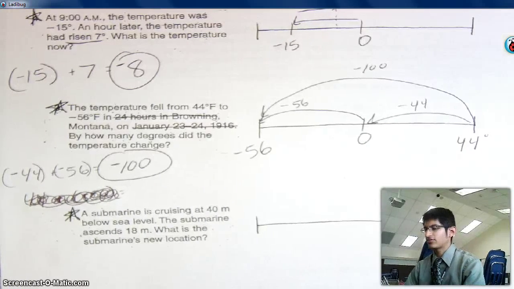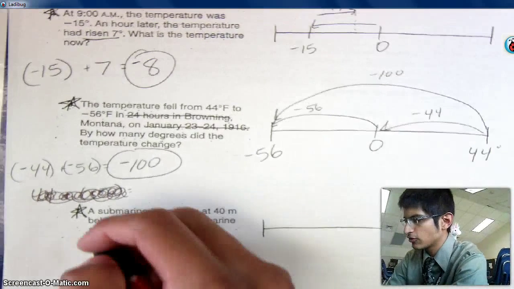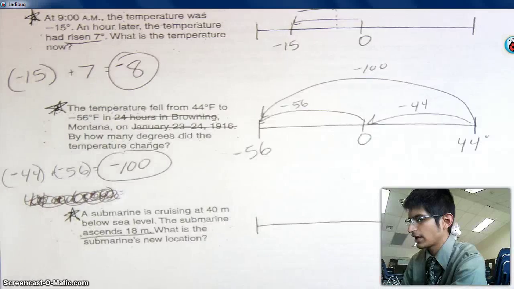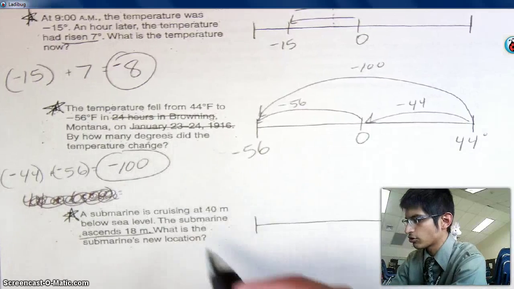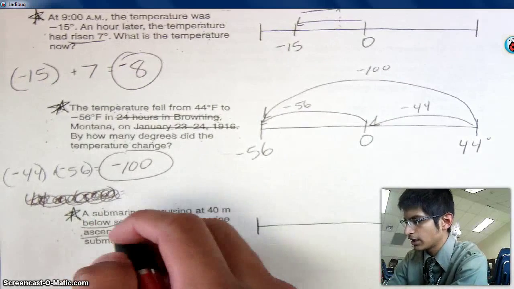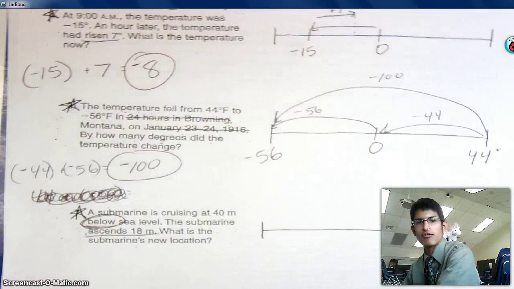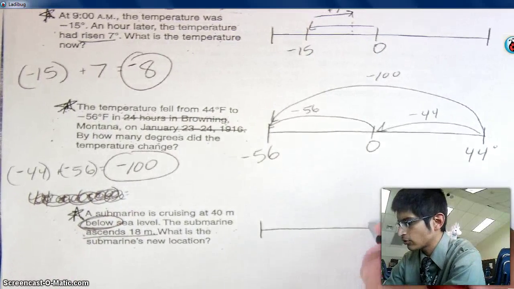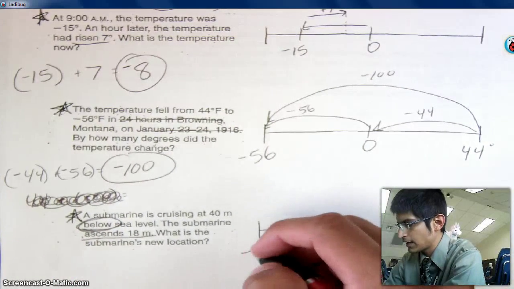The submarine ascends 15 meters. What is the submarine's new location? So the first part is it's cruising at 40 meters below. You see that word below, that should tell you that the 40 is a negative number. So here's my 0, and I'm at negative 40.